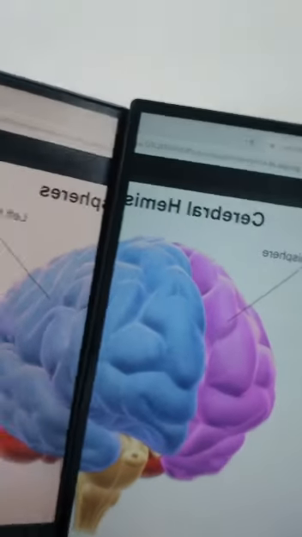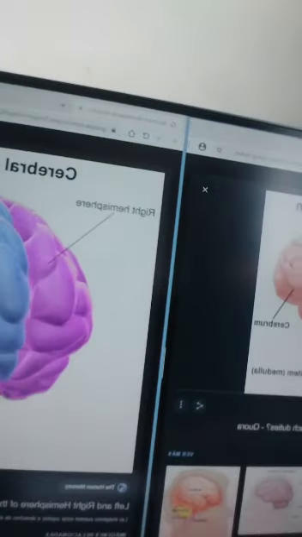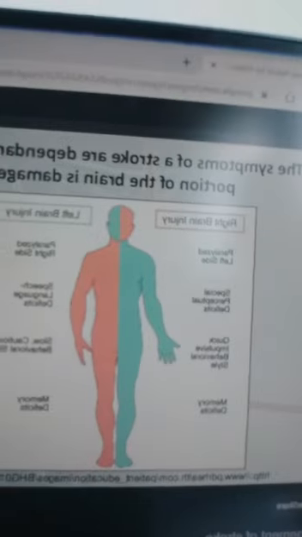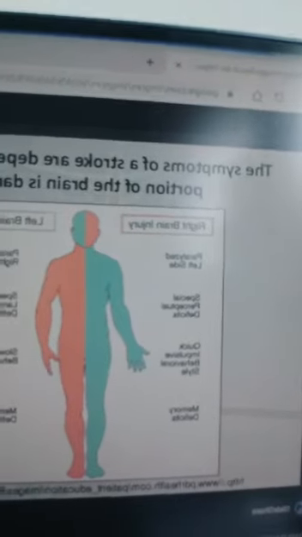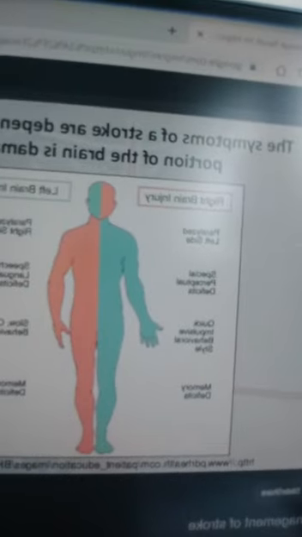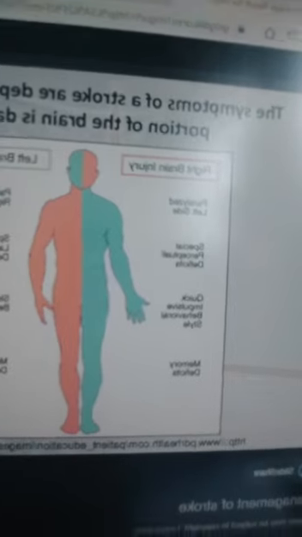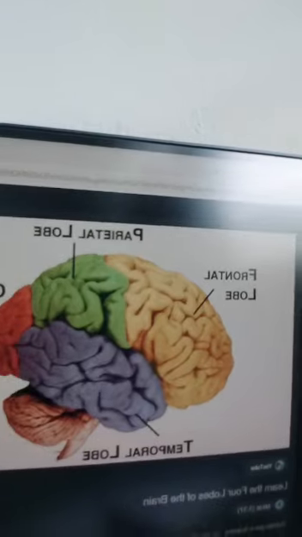So here you can see the hemispheres, the right hemisphere and the left hemisphere. Let me explain more about the hemispheres. As you can see here, if a stroke occurs in the right side of the brain, the left side of the body will be affected. And on the other side, if it is the left side of the brain, the right side of the body will be affected.